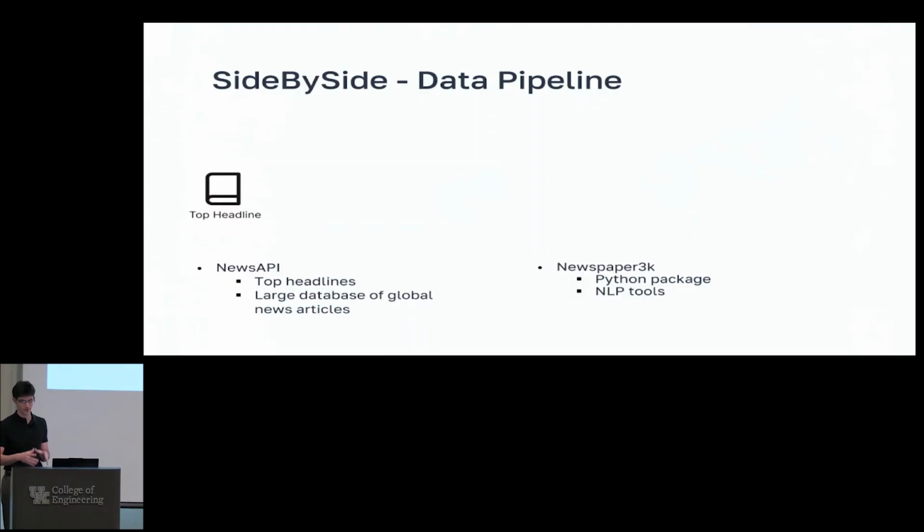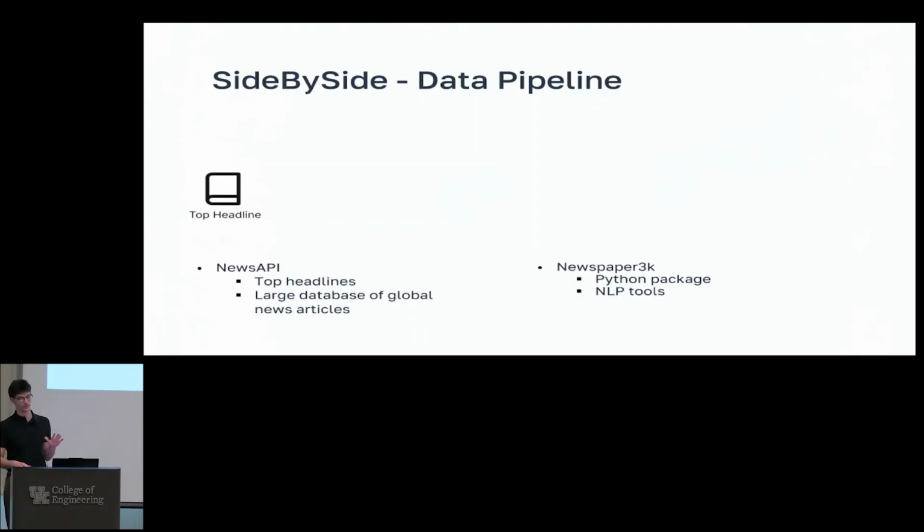Since this project is more of a proof of concept, I chose to test with only a few current events, and I'm using something called News API, which is a platform that gathers news data from all around the world and allows me to extract top headlines and associate that with an event.